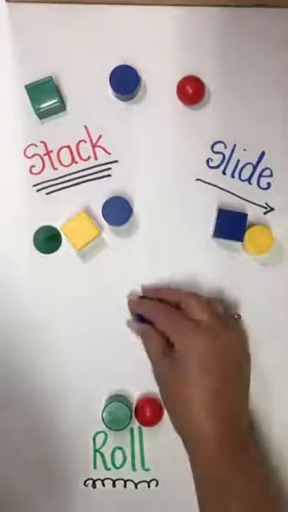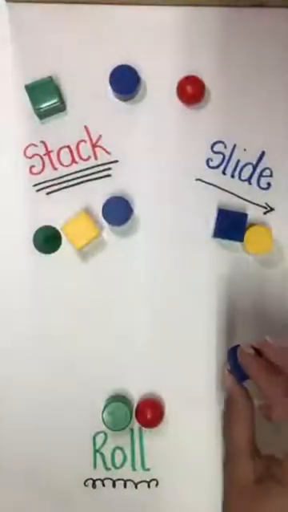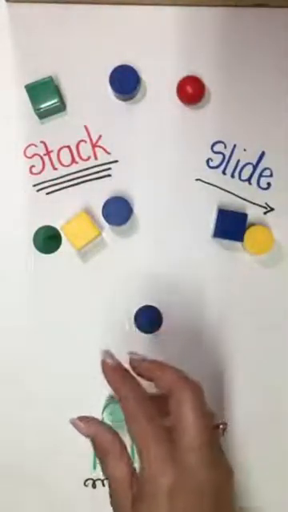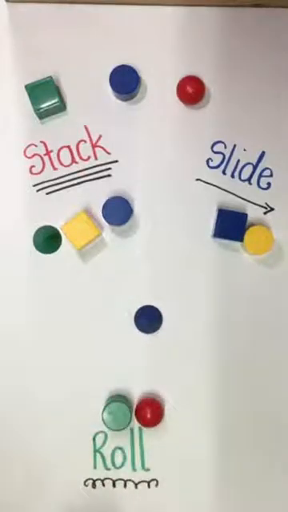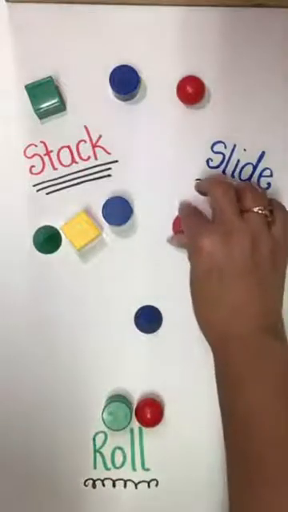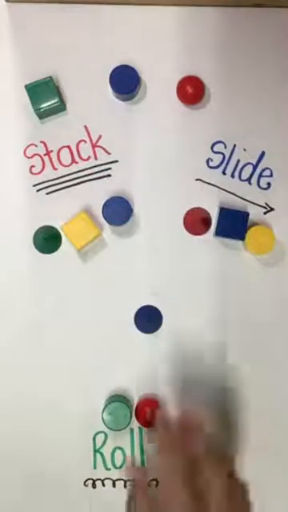Now let's see if a cone can slide. If I put my cone on this flat surface and tilt it just a little bit, look what happens to my cone. It slides back and forth because remember, anything that has a flat face can slide. So a cone can also slide. So let's put our cone right there on our slide side.